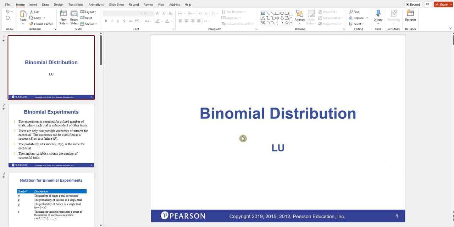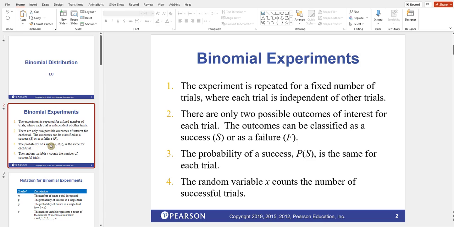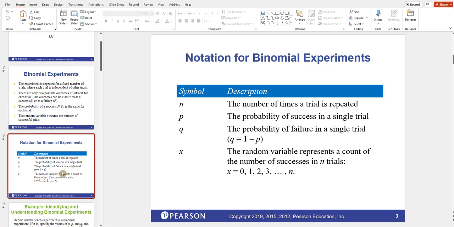In this video, I will talk about the binomial distribution. With a binomial distribution, the experiment is repeated for a fixed number of trials, where each trial is independent of other trials. There are only two possible outcomes of interest for each trial: either a success or a failure. The probability of success is the same for each trial. The random variable x counts the number of successful trials.